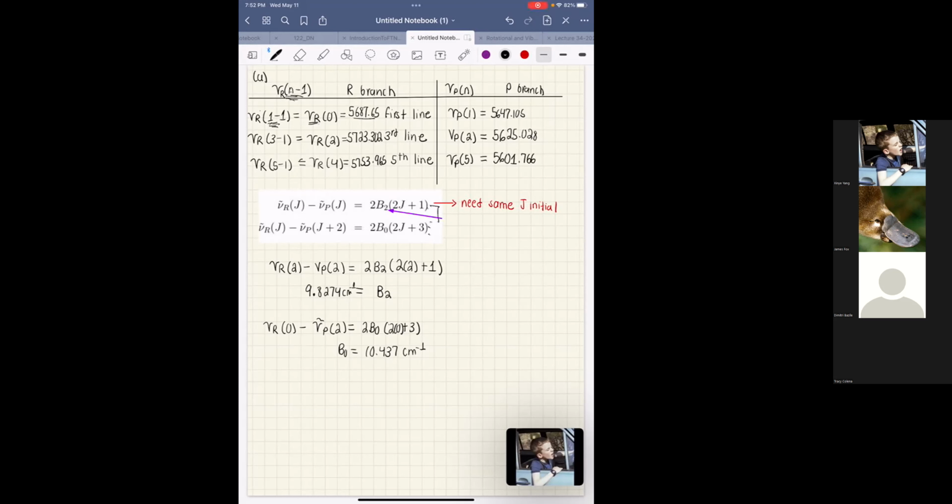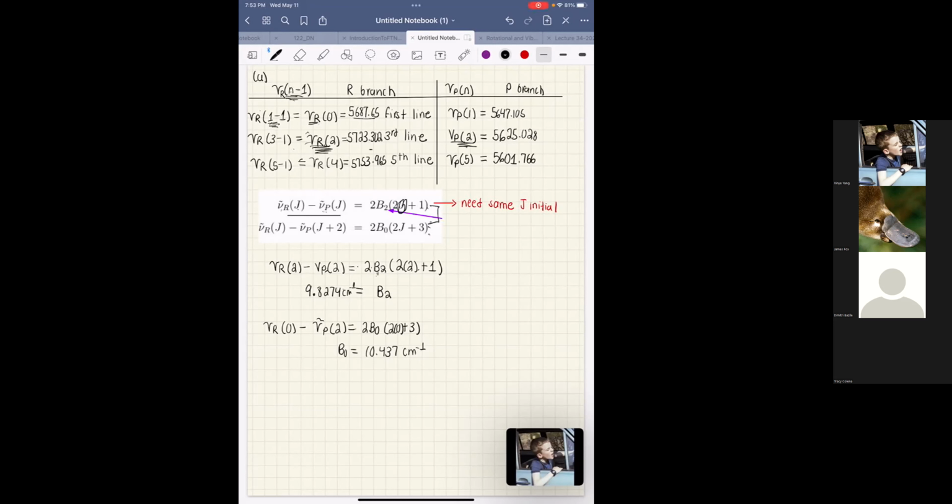To use these two equations, for the first equation we need to find a V of R and a V of P that have the same J. And we found here that we were able to find those. So we have V of R of 2 and V of P of 2. Subtracting these will equal 2B of 2, and we need a J value here. Since the initial J we found is 2, we can plug in 2 for this, and then we can solve for B of 2. Does that make sense? Yes, that does.